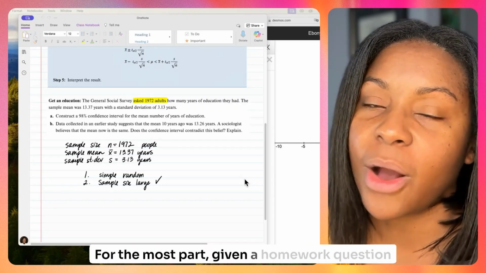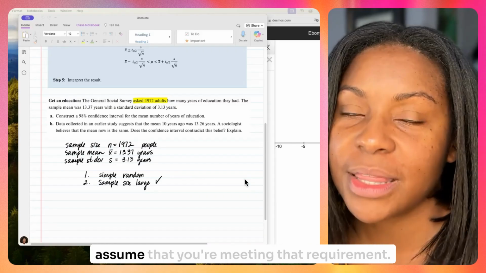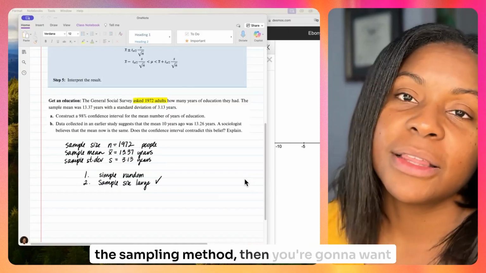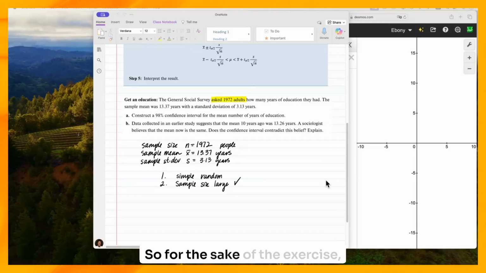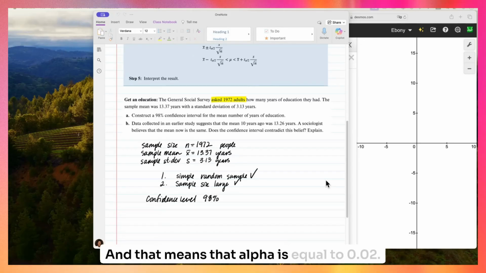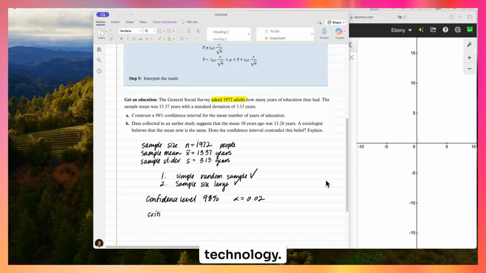For the most part, given a homework question like this or a simple test question, you'll assume that you're meeting that requirement. However, if you are told more details about the sampling method, then you're going to want to really analyze whether it's a good simple random sample. So for the sake of the exercise, we'll go ahead and say that this survey satisfies this. Now, we're told the confidence level is 98%, and that means that alpha is equal to 0.02. So now we're going to find the critical values, and we're going to find those using technology.